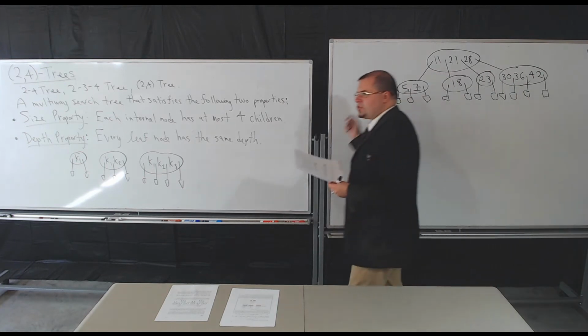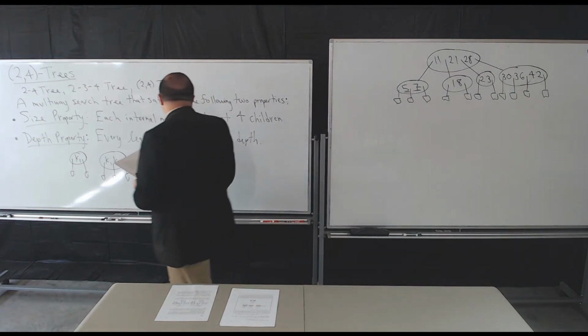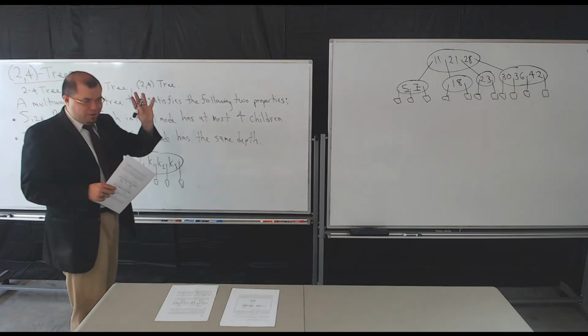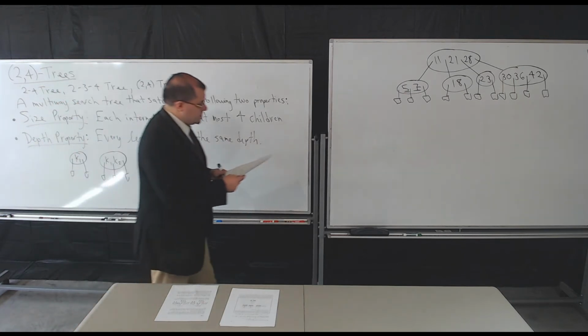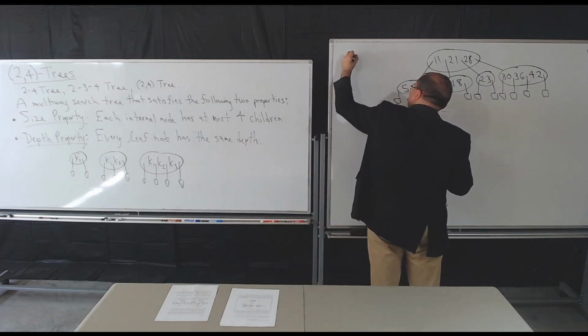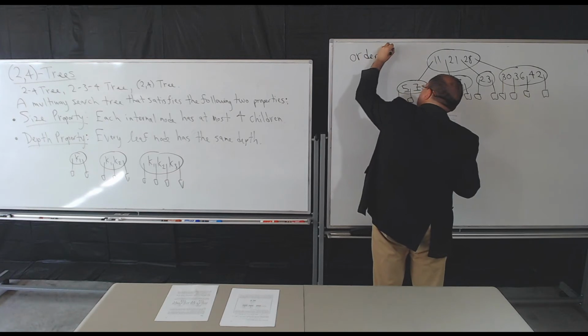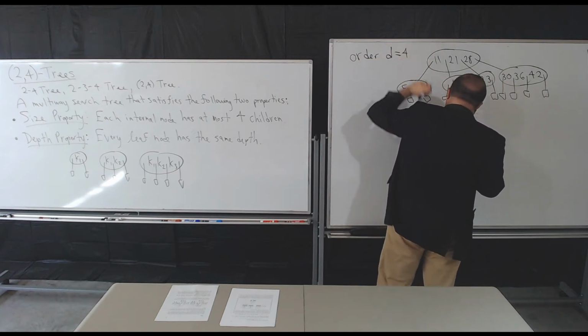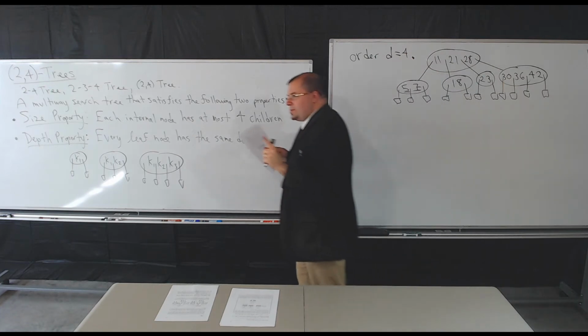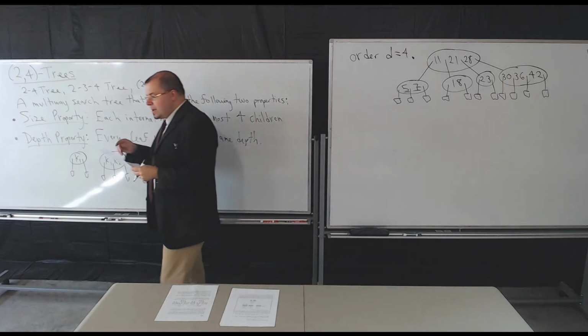What's the order of this tree, by the way? What's D for the tree? It's 4, right? So the order is D equal 4. So you want to think of D like a constant now, like I alluded to previously.